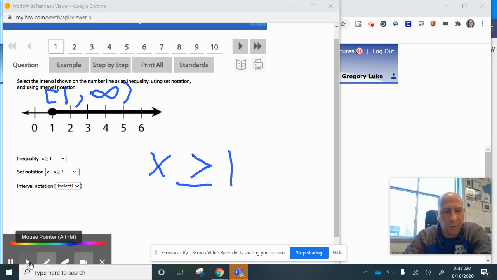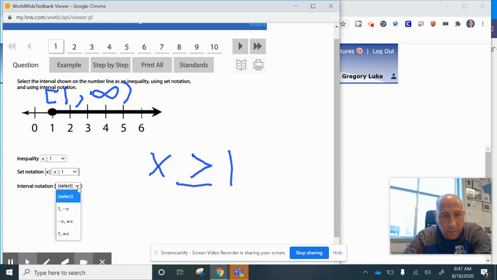Let me grab the mouse here. It's hard to see, but there's a bracket there and there's a parenthesis. So 1, comma, and it's positive infinity. I would argue that you don't need to put the plus in front of the infinity, because if you put a negative it implies it's not positive. So I disagree that they have to put a plus sign, but it is what it is.